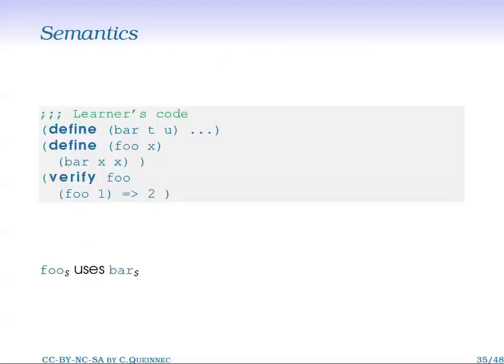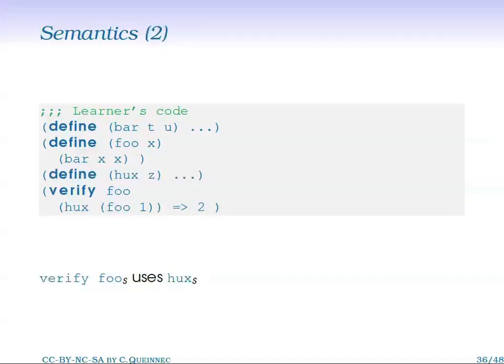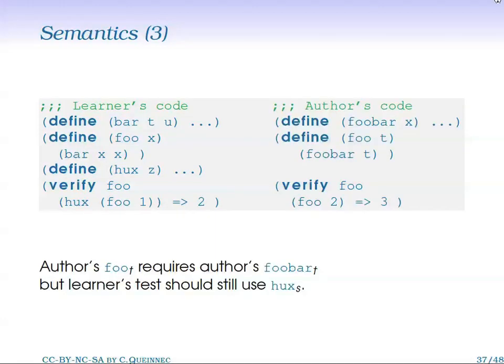So if a learner's code is to define a function foo that uses a helper function which is called bar, and you verify foo, then foo of a student is using bar of a student, of course. Now, if you verify foo but you need a helper function for the verification, then verify foo of a student is using the helper of a student, of course. Now we go to the teacher code. The foo function of a teacher is using foo bar of a teacher. Okay, that's still good. But when you take this function foo and you put it in the verification of a student, you still use foo bar. You don't use the foo bar of a student.